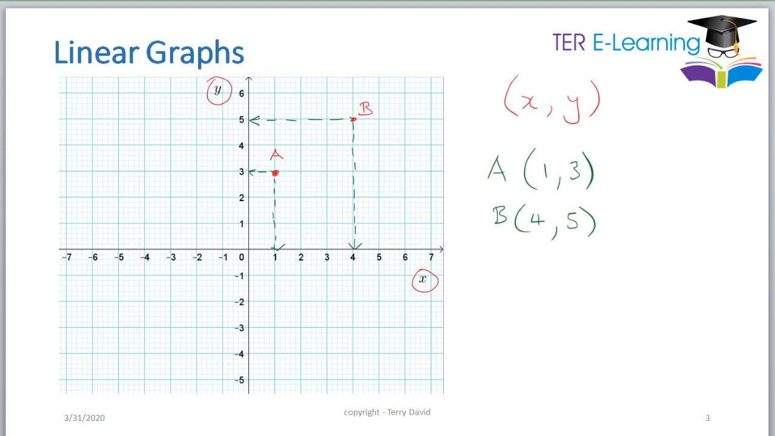Now let's try a different one. Let's try this one here. All right, try the ones that give students some trouble. So this is the point C. I want you all to tell me what the coordinates of the point C are.